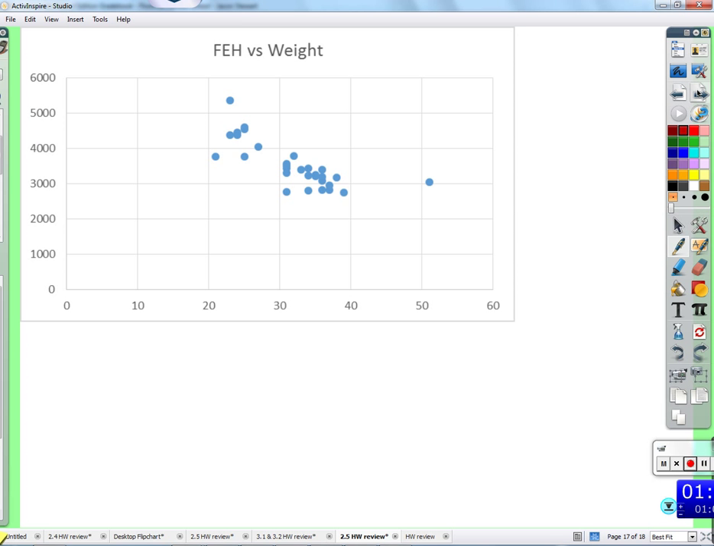Fuel efficiency and weight: slightly scattered. Yeah, slightly, but fairly close. Better than the price and weight. You can look at it and tell that the more it weighs, the less fuel efficiency it has. Right, except for this guy right here. It's probably the Prius, right? The fuel efficiency is way out there. You'd expect a car that weighs this much to be about this fuel efficient, somewhere in here, but it's just above the rest.